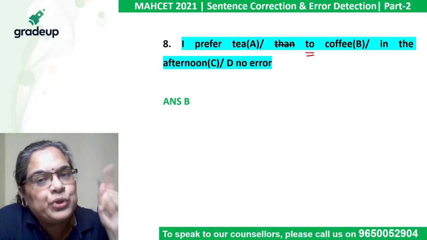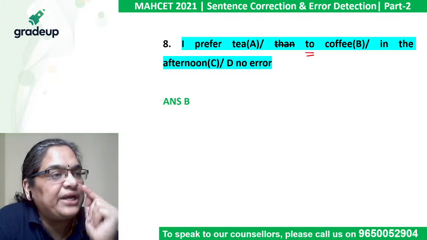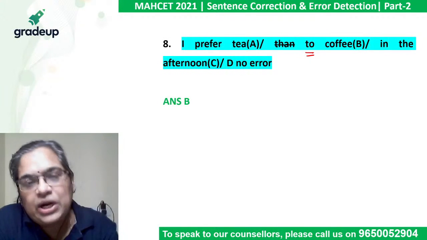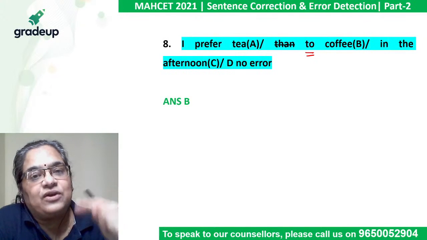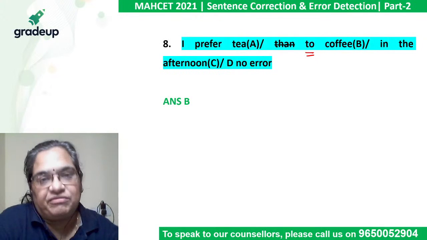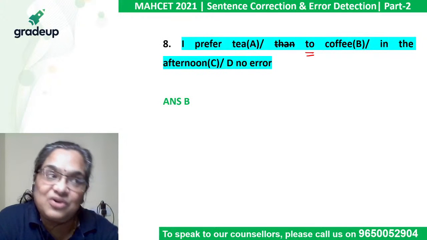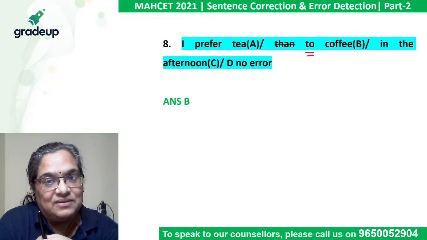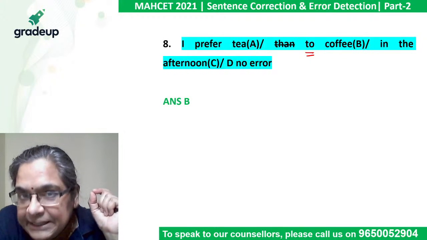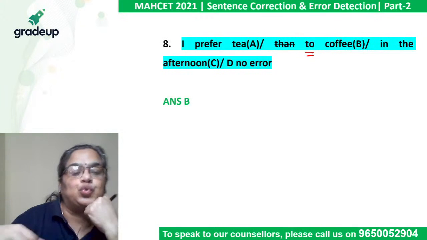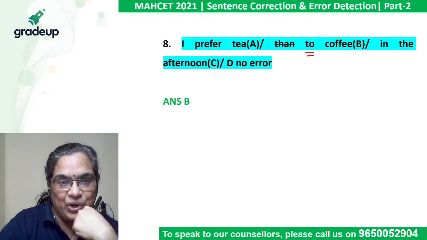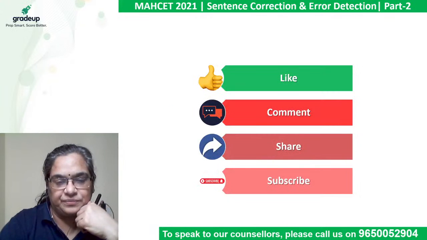The moment you use prefer, you have to follow it with to. No rather than. I like tea rather than coffee. That means I don't like coffee. Okay, I do this than that. But the moment you say prefer, then you have to use to. Understood? Okay, good. Next question.